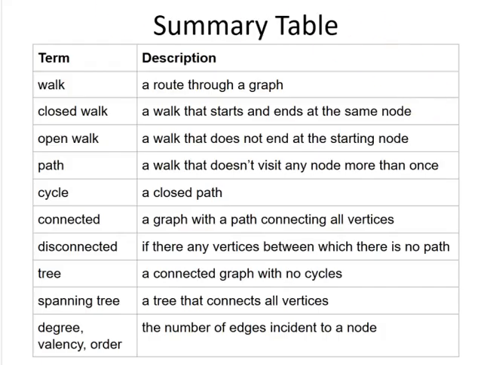So just very quickly again, there's a long summary there of the various different concepts. A walk is a route through a graph, doesn't matter what's going on. A closed walk is one that starts and ends at the same place. An open walk does not end at the same place it started. Now a path is very specifically a walk where you're not visiting a node more than once. A cycle is a path where you start and end at the same place. We talked about connected and disconnected graphs, and we've talked about trees and spanning trees.